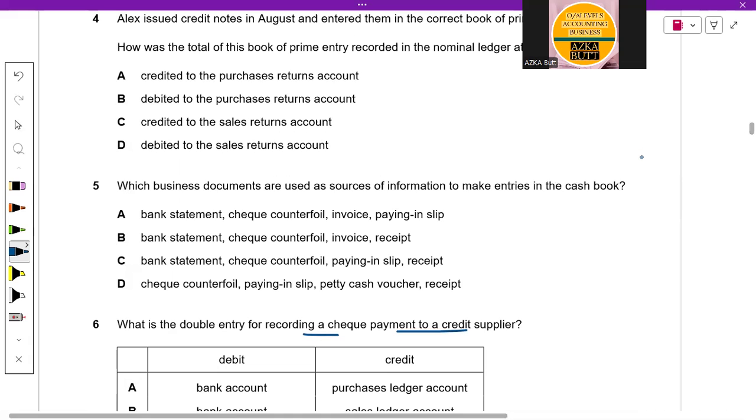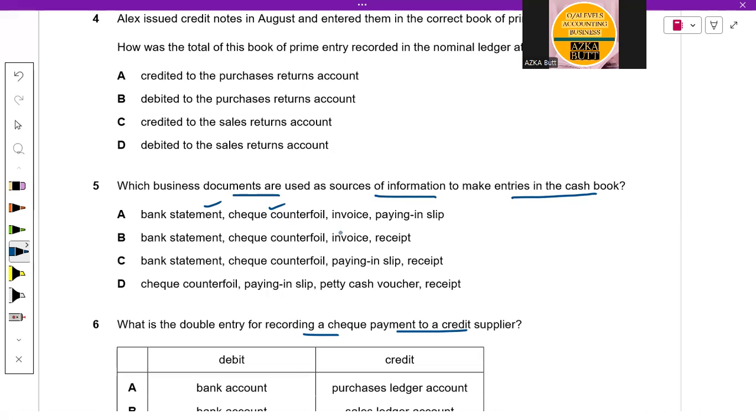And question number 5. Which business documents are used as a source of information to make entries in the cash book? So, first of all, let's talk about the bank statement. The bank statement provides details of all transactions made through the bank, including deposits and withdrawals, which need to be recorded in the cash book. And the check counterfoil is a record of checks issued, used to record payments made in the cash book.